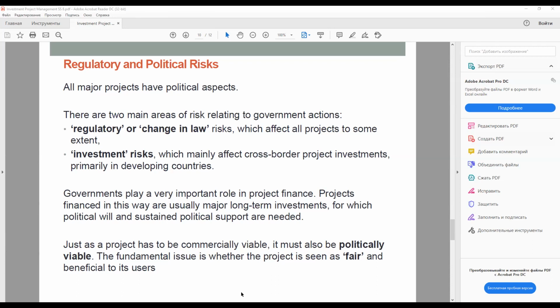Government plays a very important role in project finance. Projects financed in this way are usually major long-term investments for which political will and sustained political support are needed. They may also form part of government policy in privatization or provision of public infrastructure or public-private partnerships whose success or failure will have considerable political consequences. In fact, few major projects can be structured and financed without political backing. Political support from a high level is often necessary to enable a project to be completed successfully.